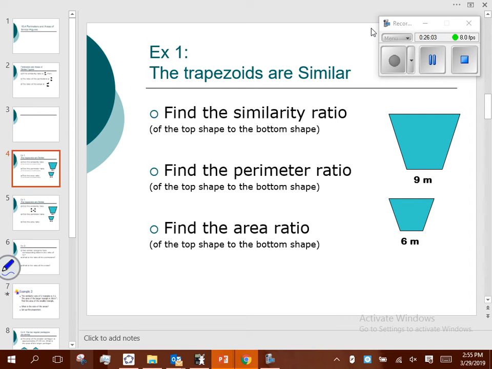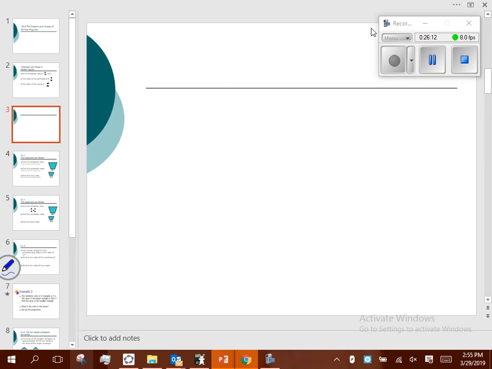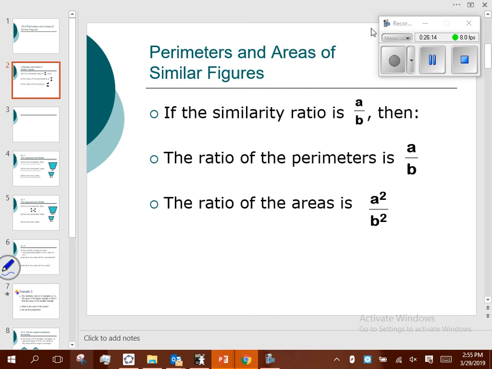We can do that proof of the triangles with a quadrilateral, any shape we want to. Okay? So the similarity ratio is 3 over 2. The perimeter ratio is 3 over 2. Okay? Now I want to do a practice of dealing with this last bullet here. It says the ratio of areas is a squared over b squared.